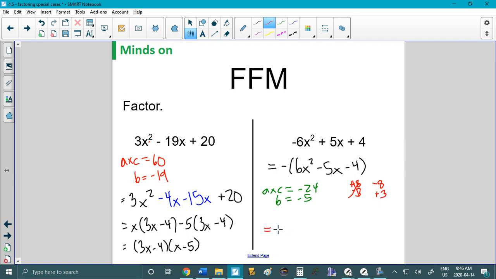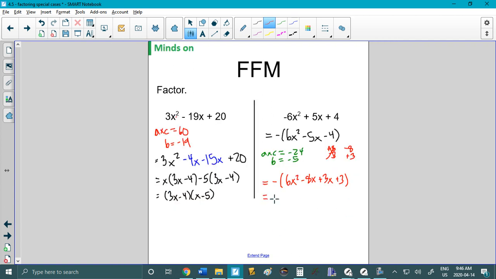So I rewrite it equals negative bracket 6x squared minus 8x plus 3x plus 3. And now I'm going to factor what's inside by grouping. So 6x squared and 8x, I can take 2 and an x out of both. 6x squared divided by 2x is 3x. Negative 8 divided by 2 is minus 4. X divided by x cancels. Okay, so 2x.